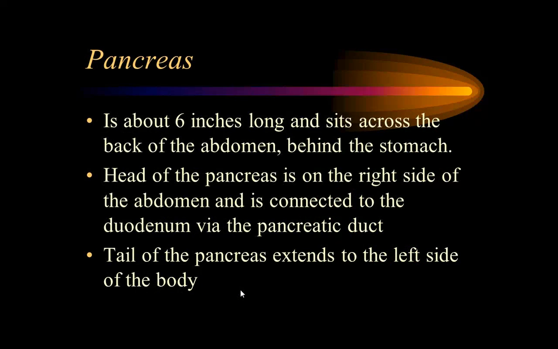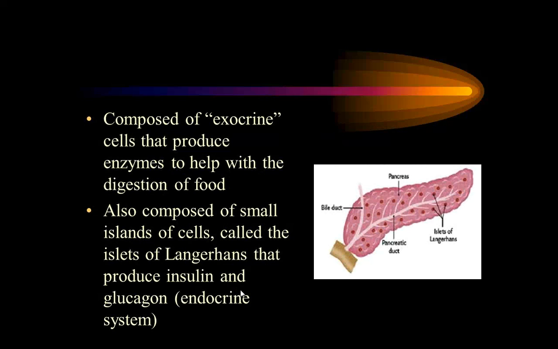Pancreas, 6 inches, sits across the back of the peritoneum. On the right side, again, it's attached to the duodenum, and the tail goes into the spleen. Its purpose is two different things. One is exocrine, which is all of the digestive enzymes, and then the endocrine system, going back to when we gave that talk a year ago, with the insulin and then the glucagon.